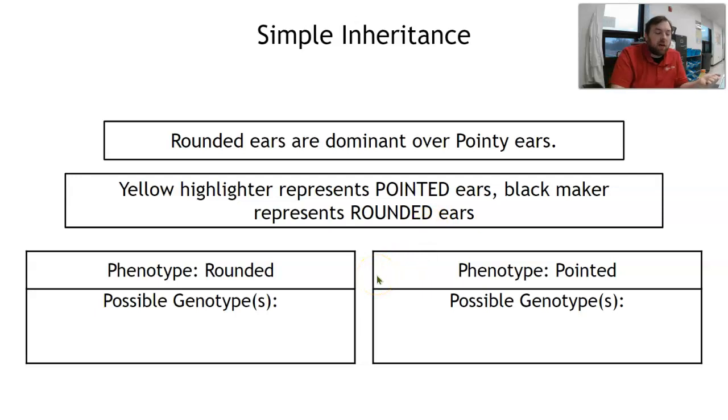Now, to list out our possible genotypes, for both of these phenotypes, the round and the pointed, we just have to ask ourselves which one is dominant. The dominant one is rounded, therefore all dominant letters would be one genotype, and one dominant, one recessive letter would be another genotype. Here, I chose the letters E for ears, so capital E, capital E, and capital E, lowercase e, are our possible genotypes for rounded ears. That leaves only one genotype available for our pointed ears. That would be lowercase e, lowercase e. Hopefully this feels like review.